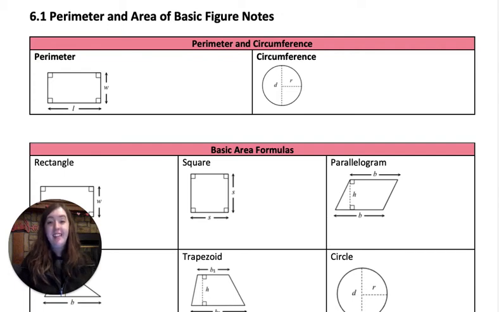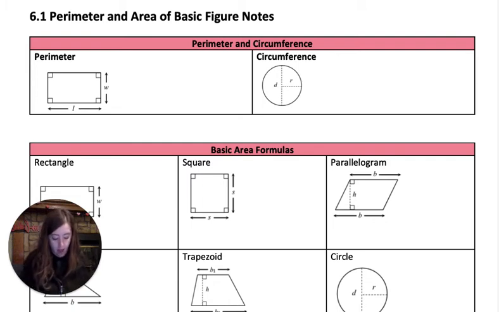Hey, this time we are off to Unit 6 and we are looking at area and perimeter. So first of all, let's talk about perimeter and circumference. Perimeter is the distance outside of a polygon, the distance around it.